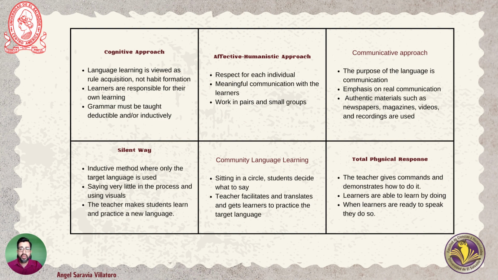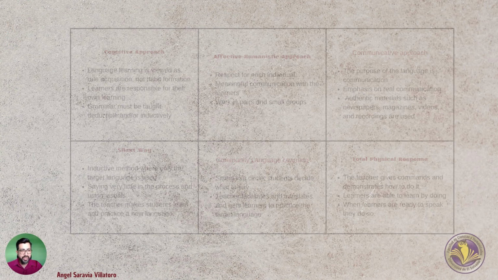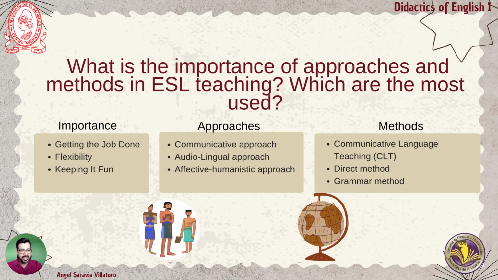It starts from a theory of language as communication. The goal is to develop communicative competence. The purpose is communication, with emphasis on real communication, and authentic materials such as newspapers, magazines, videos, and recordings are used. Then we have some methods: the silent way, communicative language teaching, and total physical response. You can read a little bit about this information because I'm running out of time.